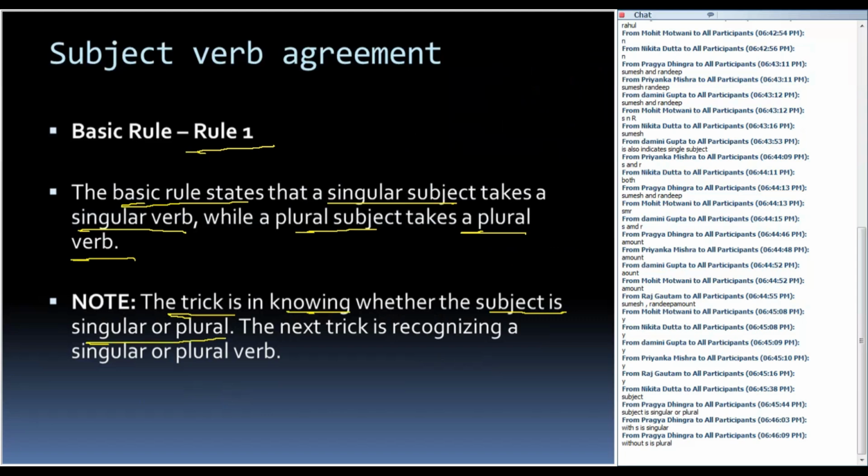I will tell you. There are many rules. Simple ones we know, but complicated ones. What are the rules? In which situation does the subject become singular? In which situation does the subject become plural? That is what we will discuss in this entire class. So the first thing that you need to know is whether the subject is singular or plural, and the next trick is finding out whether a verb is singular or plural. And like I said, how do you find out? Very, very easy.